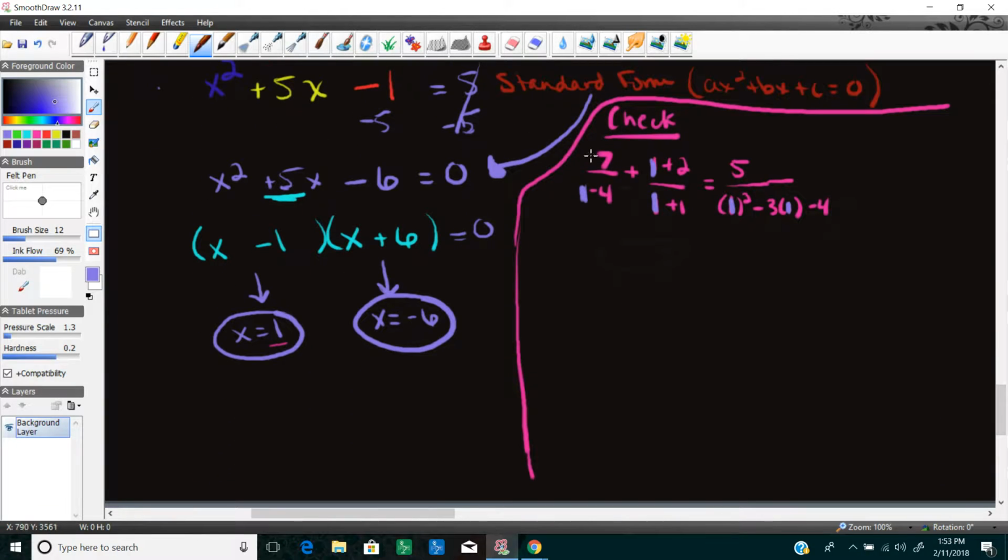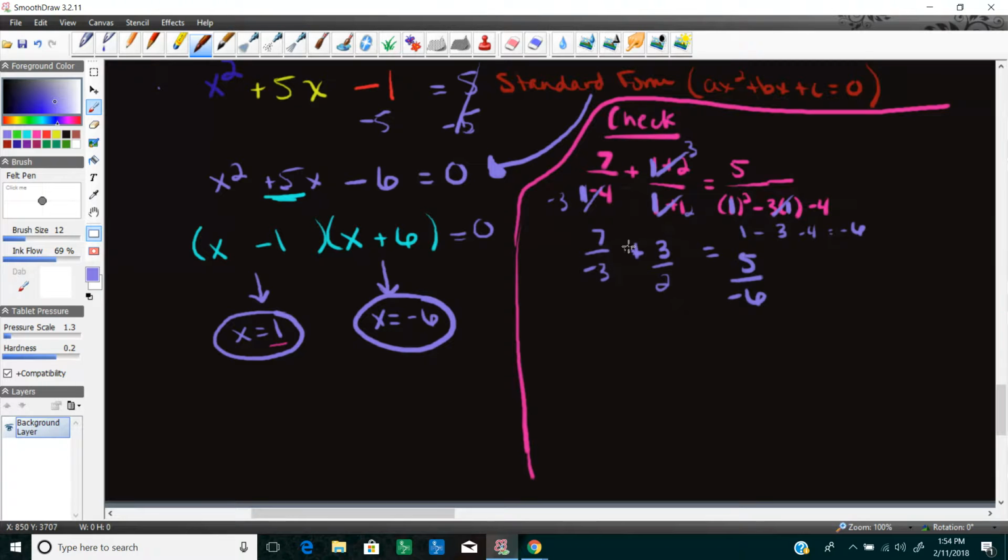So let's see. 1 minus 4 is negative 3. So I have 7 over negative 3 here. Here I have 1 plus 2 is 3. 1 plus 1 is 2. So that means I have plus 3 over 2 is equal to, see, 1 squared is 1 minus 3. This is going to be 3 here. 1 minus 3 minus 4. What would that give us? 1 minus 3 is negative 2 minus 4 is negative 6. So I have equal to 5 over negative 6.